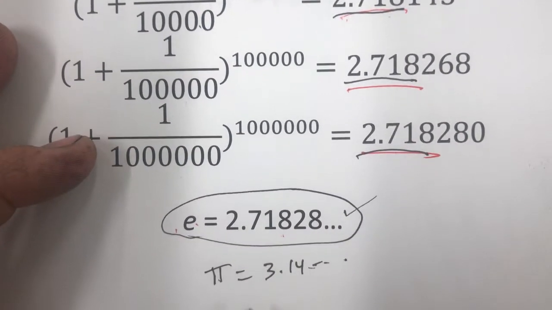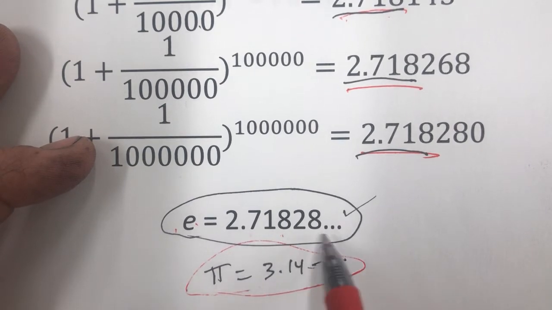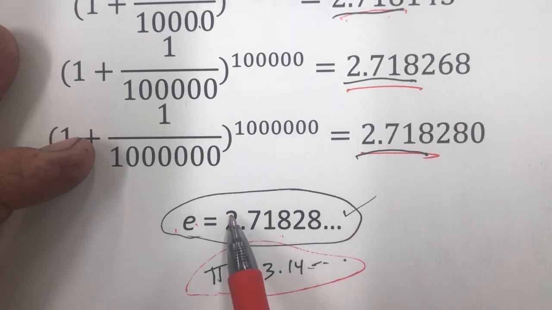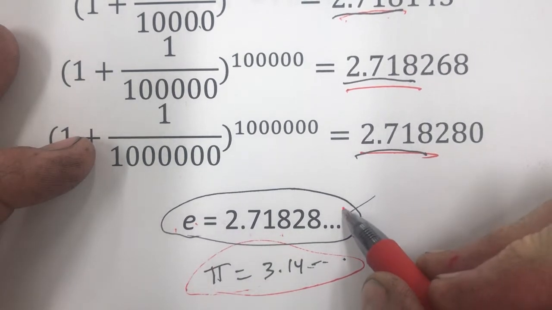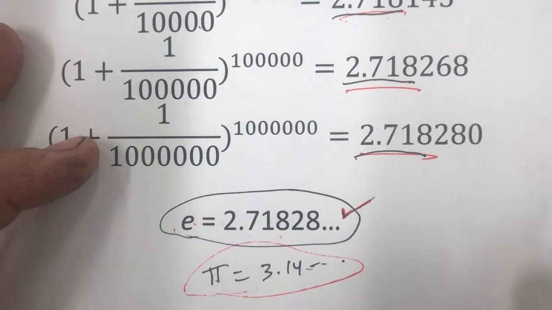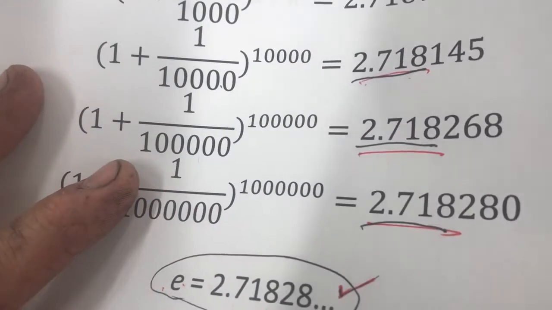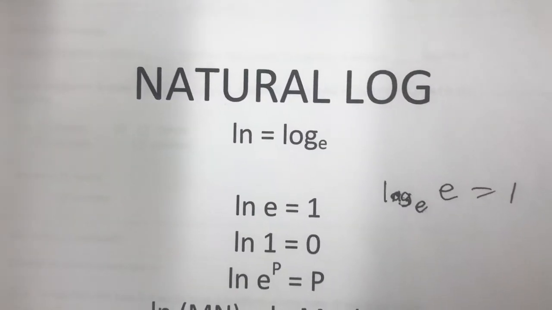It's kind of like pi. Pi is 3.14. This is an irrational number, just like pi is. It goes on forever. But this is used quite a bit in logarithms and exponents. So we're going to use this in this section, which gives us the natural log.